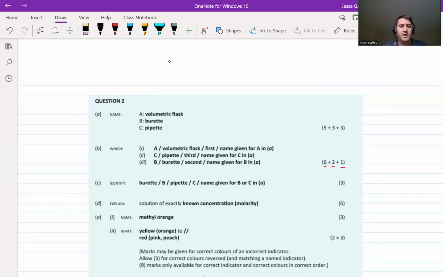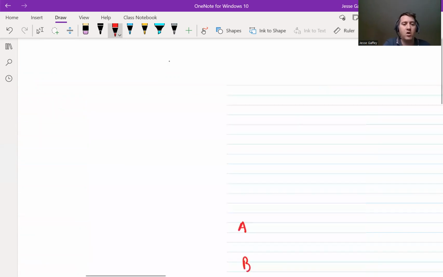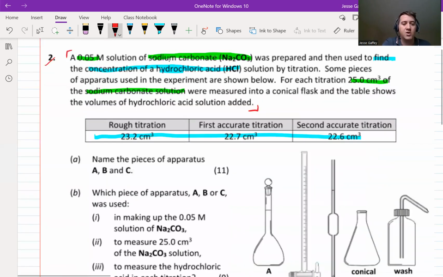So as you can see, part A is up here: volumetric flask, burette, and pipette. Your marks are 5, 3, and 3. So 5 for the first correct one, 3 for the second, and 3 for the third, which means a total of 11 marks. Hopefully we got all those 11. That should be very easy for a higher level student.